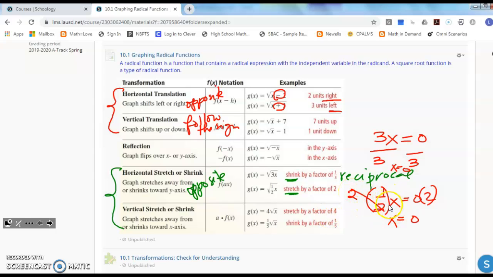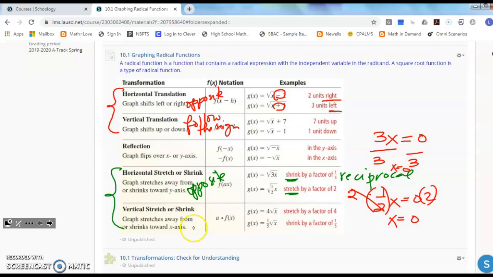So the process for solving for x pretty much gives you an idea of how that constant will transform the graph. If it's half x, then to get the x by itself, you have to multiply it by 2, so you have to stretch the graph by its reciprocal. The reciprocal of 1/2 is 2.